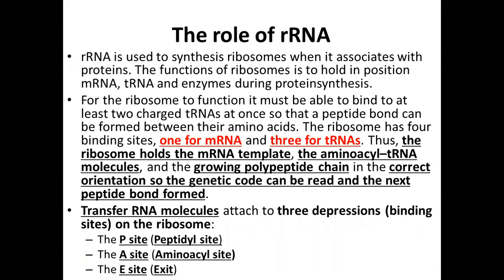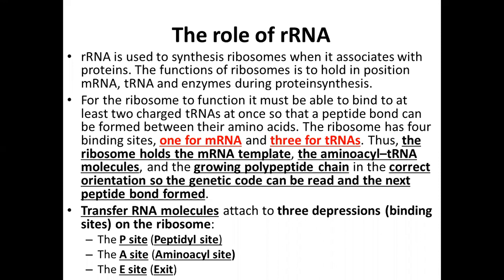And then we're going to quickly look at the role of ribosomal RNA. When we looked at nucleic acids, we had an overview of the RNAs, the 3 types of RNAs. So I'm going to have a review and also add some more information.